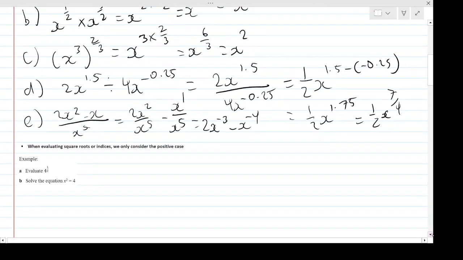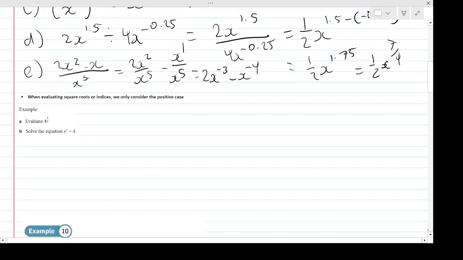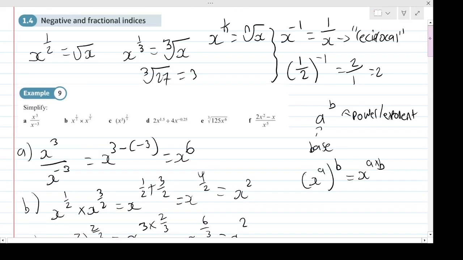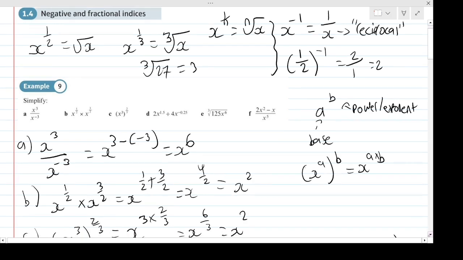So let's move on. I want to explore this, which is a very, very important idea. When we evaluate square roots, for example 4 to the half, what this is saying is root 4. Remember what we discussed at the very start: x to the half is root x, or in general, x to the 1 over n is the nth root. That's what fractional indices mean.